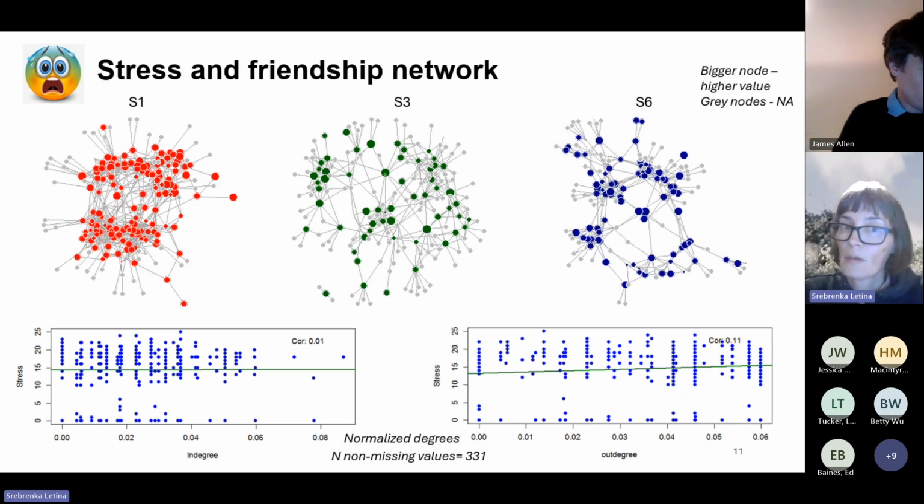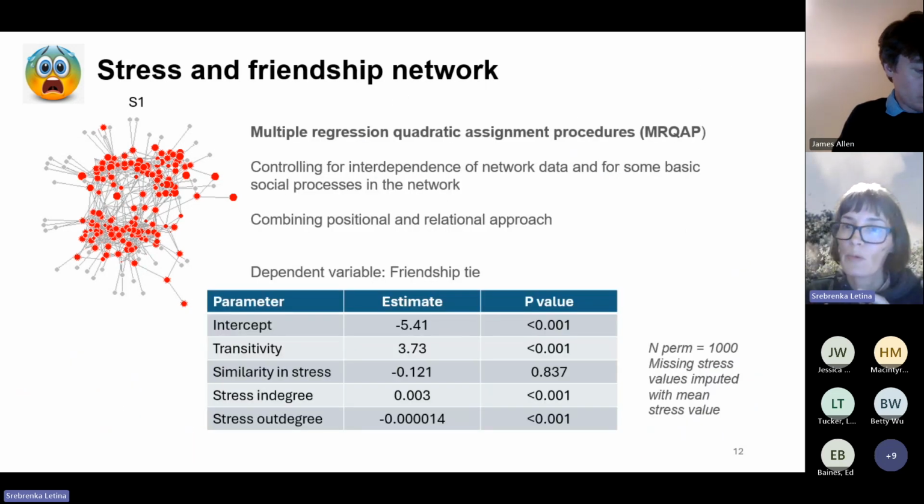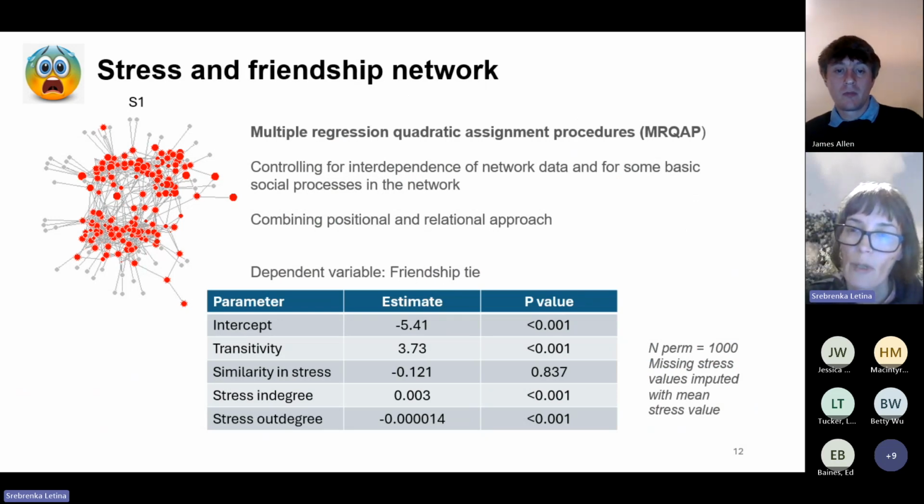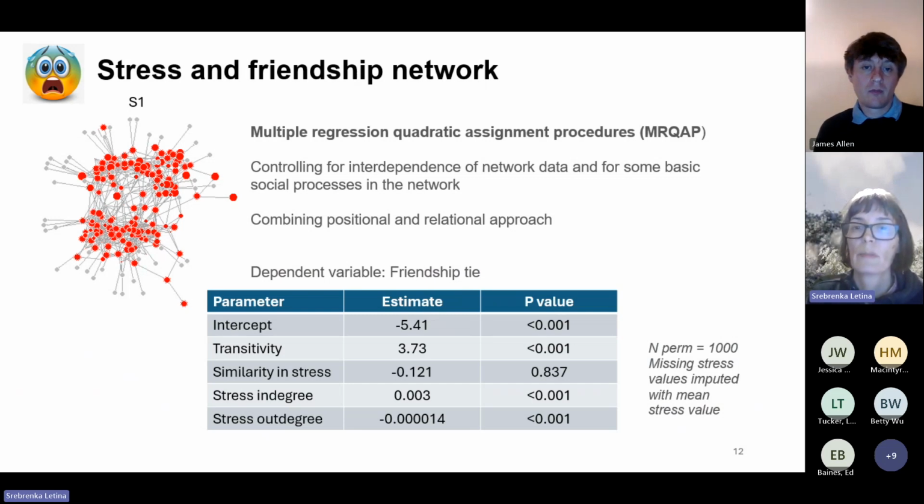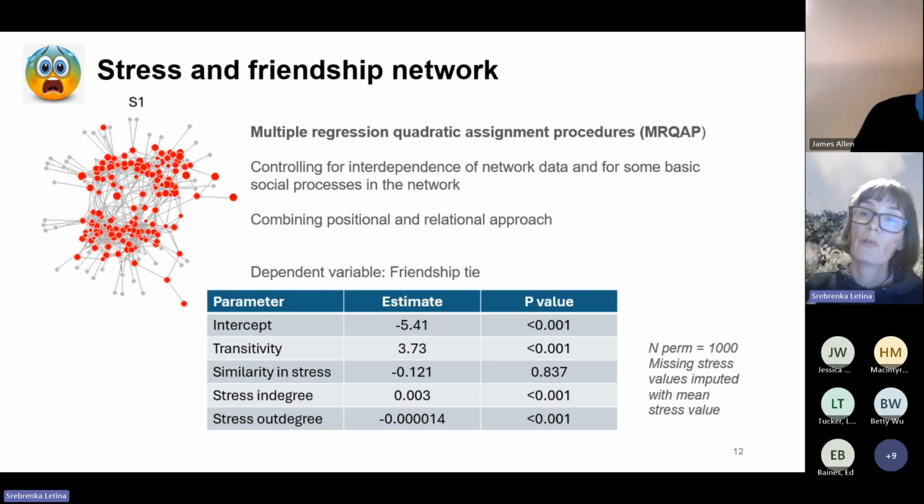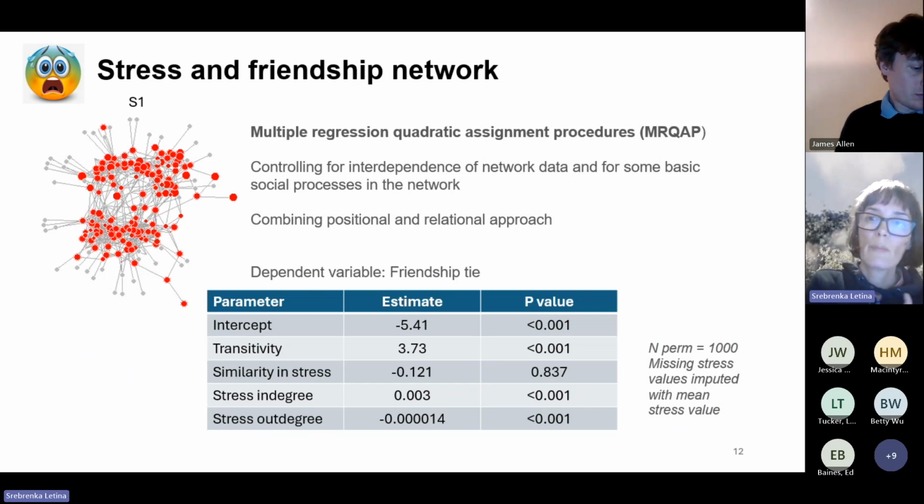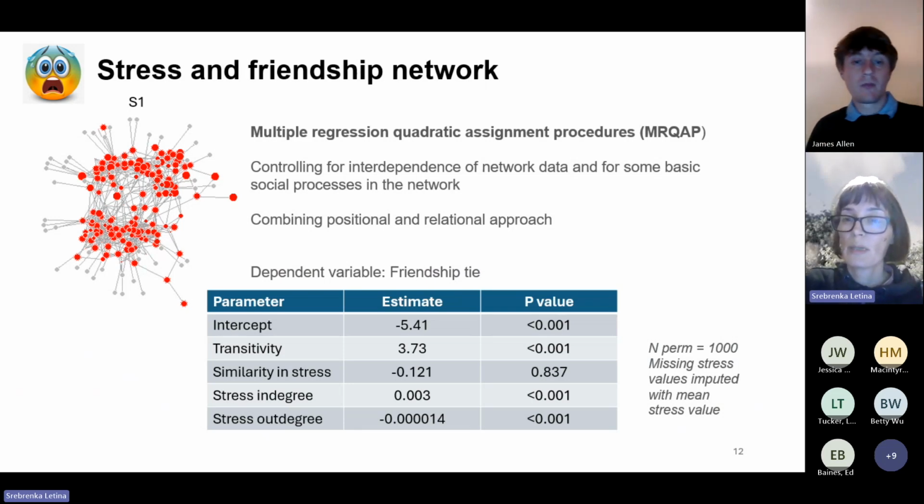and its relation with a certain outcome. But testing this type of hypothesis requires a different type of model, and those models need to take into account the interdependence of network data, which, as I said, is beyond the scope of this webinar. But it's very important for you to note that even when you're looking at a positional approach, like the relation of in degree and out degree and a certain outcome, if you want to correctly answer your research question, you need to use methods that control for interdependence and for social processes that happen in the network.